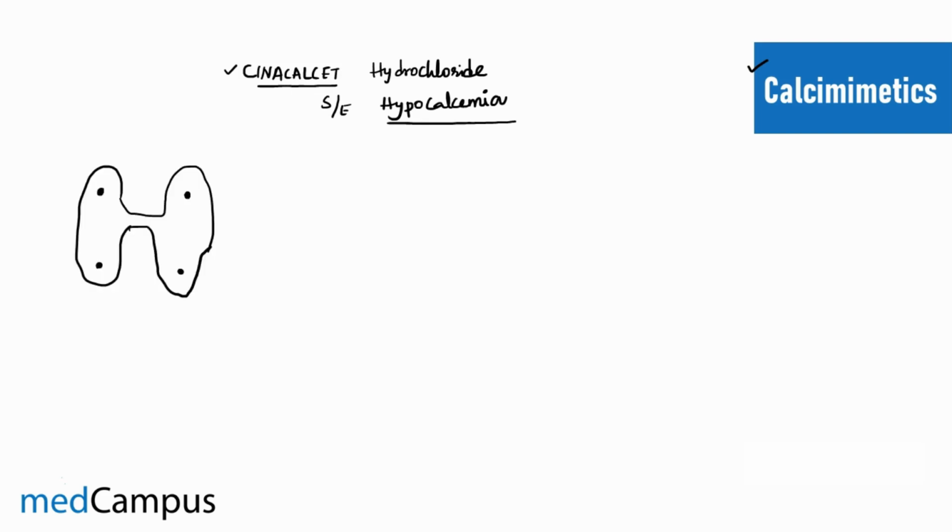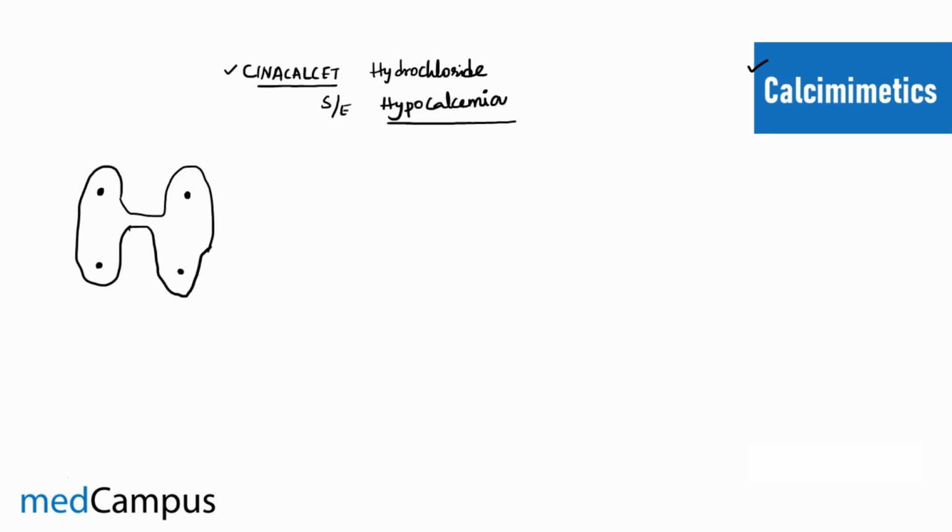Hi doctors, there is a drug called Cinacalcet hydrochloride. This drug comes under the category of calcimimetics. The side effect of this drug is hypocalcemia. So this is where an interesting concept lies. It looks like a calcium supplementation, but the side effect of this drug is hypocalcemia. So let us try to understand the mechanism of calcimimetics and what its indication is.